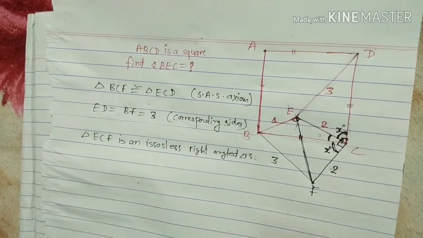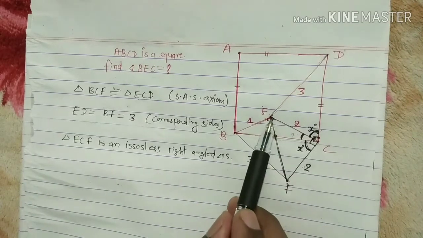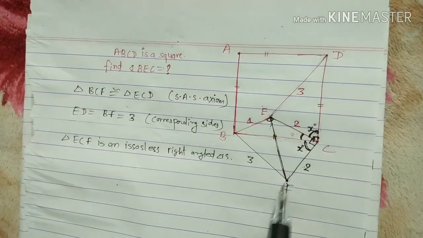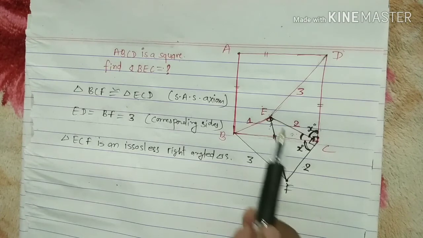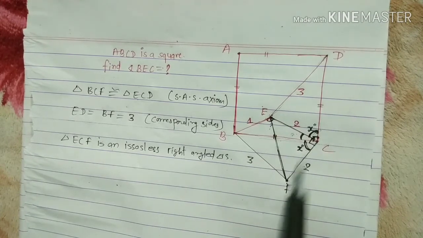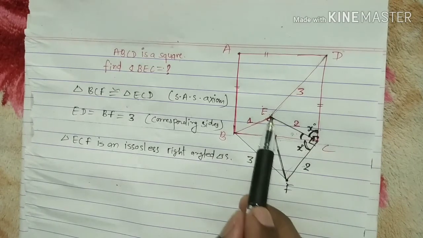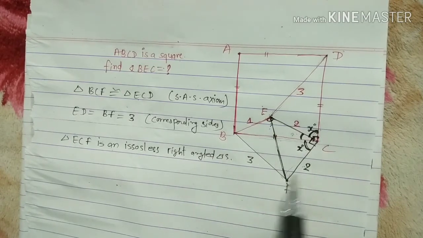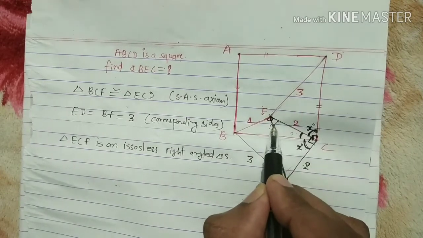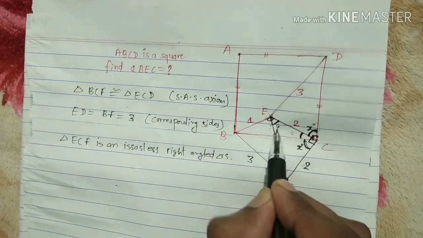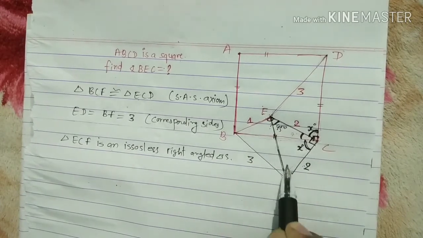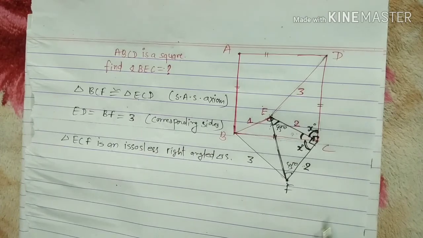Triangle ECF is an isosceles right angle triangle. As you can see, triangle ECF is an isosceles right angle triangle because this side is equal to this side and this angle is 90 degrees. So we have its angles: this angle is 45 degrees and this angle is also 45 degrees.